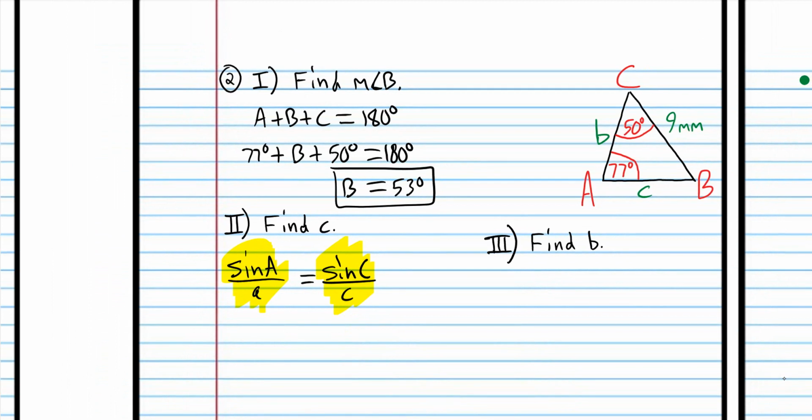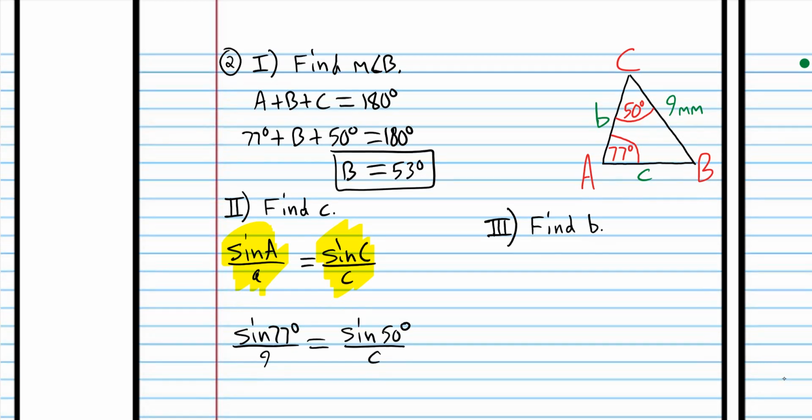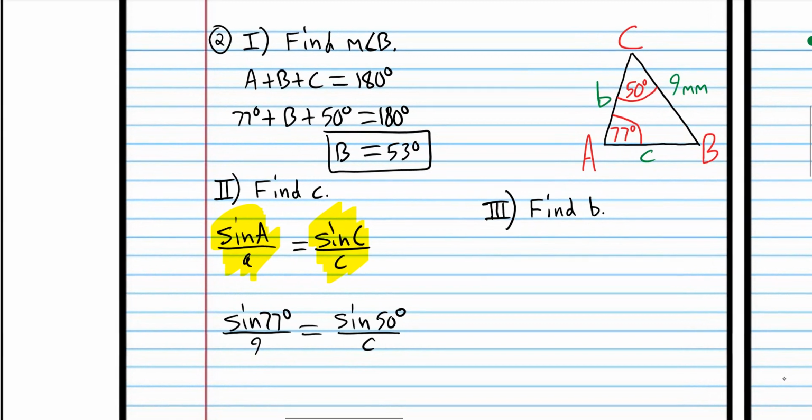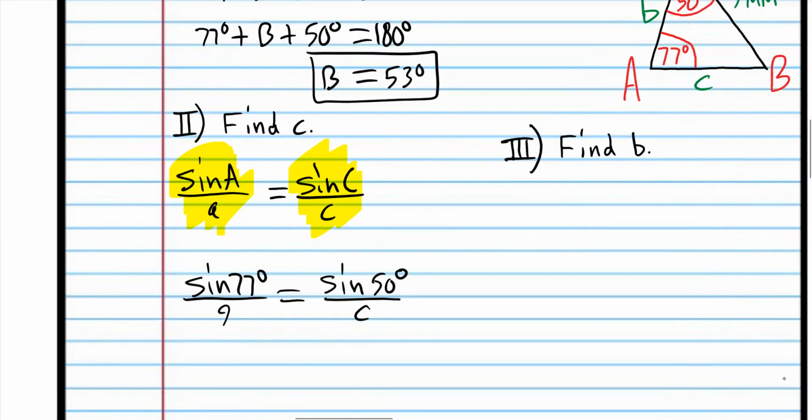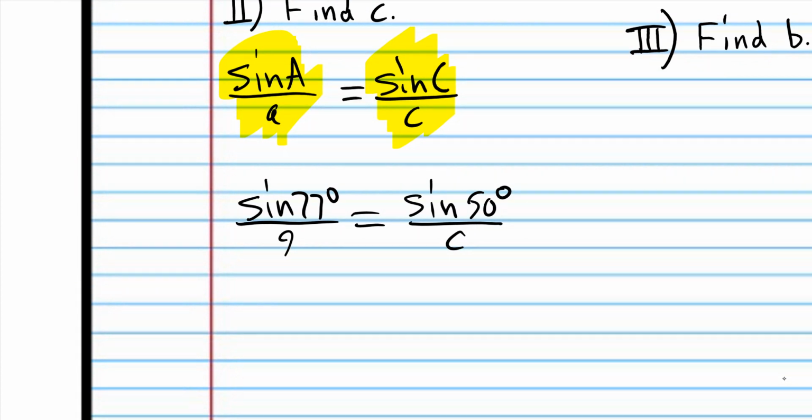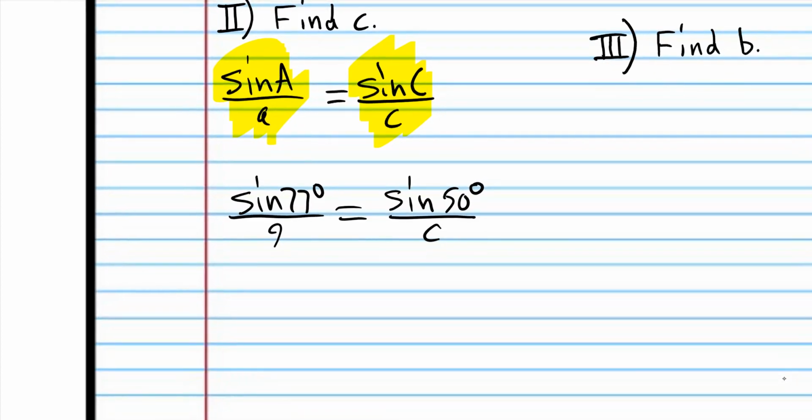So capital A is 77 degrees, and the side opposite vertex A is 9 millimeters, and capital C is 50 degrees, and lowercase c, we don't know. That's what we're looking for. Okay, so it's always good to go over what we wrote, make sure we did everything correctly. Looks right.